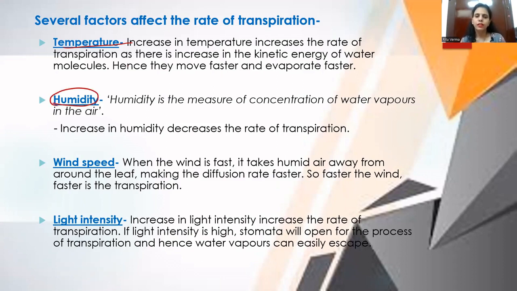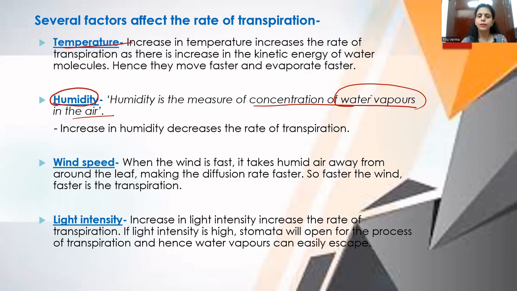The second very important factor is humidity. Now what is humidity? Humidity is nothing but the amount of moisture present in the air. That means the concentration of moisture. Moisture means water vapors, so the concentration of water vapors present in the air. Now if humidity increases, the rate of transpiration will decrease.